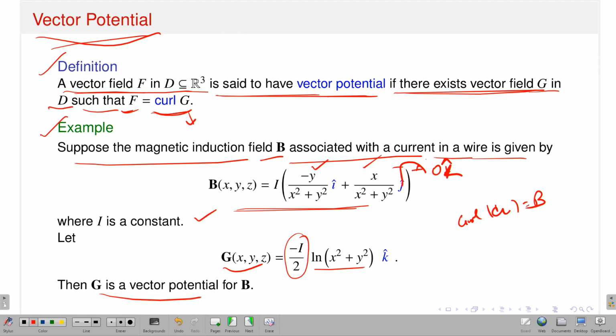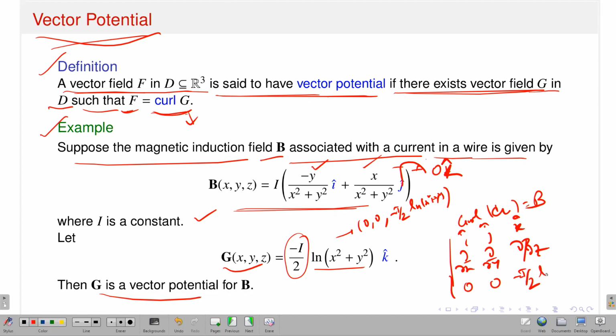So, this G, the vector field, is such that if I take the curl of G I get F. G is called the vector potential of capital F, or capital F has a vector potential, and that vector potential is capital G. So, that means you just calculate the curl of G: you have i cap, j cap, k cap, then del del x, del del y, and del del z. And what is the first component? You have 0, 0 and minus I by 2 ln of x square plus y square. That is the thing you have to calculate.